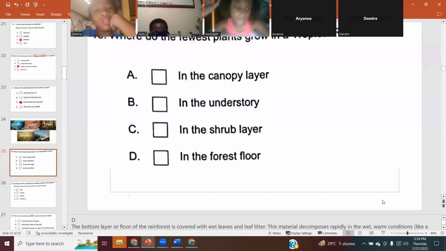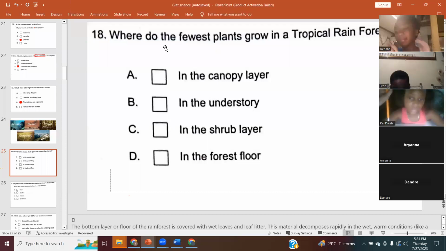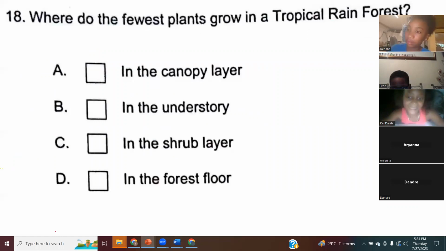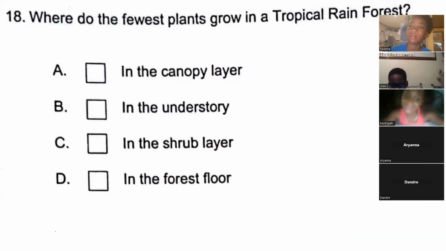I think the answer will be D. Why D? Where the fewest plants grow. The fewest plants. Deanna, what do you think? I think it's A. You think it's A in the canopy? Yes, sir. Ariana, what do you think?